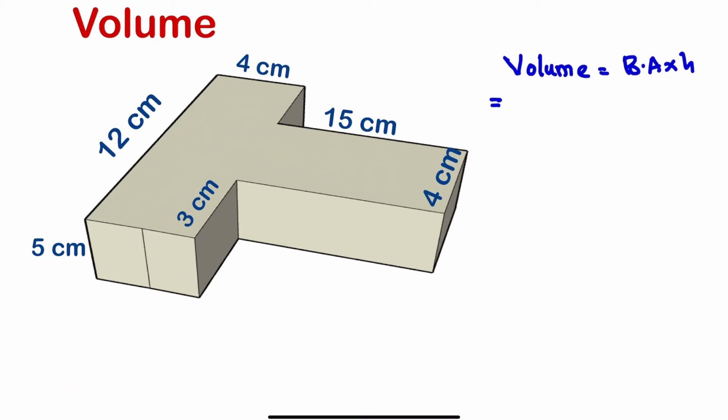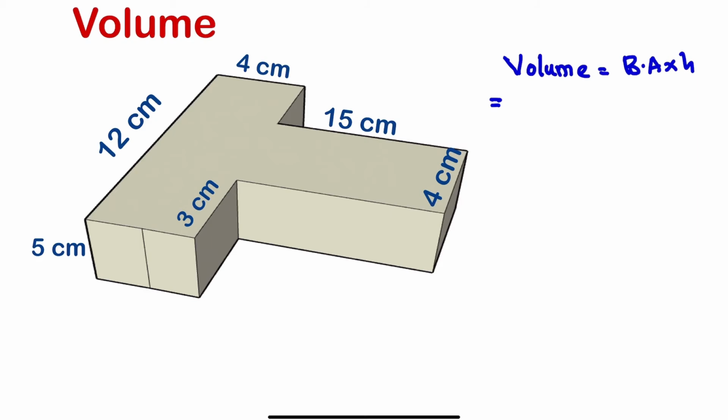Now the formula to calculate the volume of a prism: volume is the base area times the height. Now what is the base area? To identify the base area, you should know that a prism has two faces that are the same. So this face and the other one at the bottom are the same.